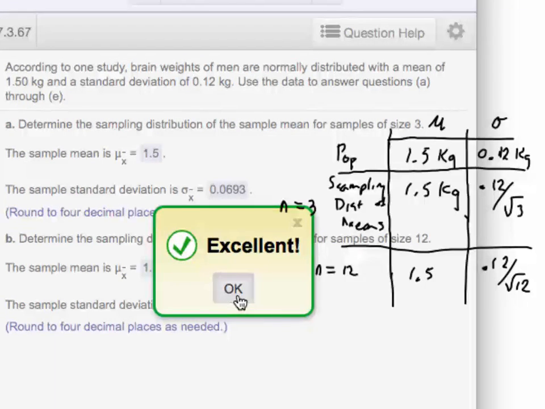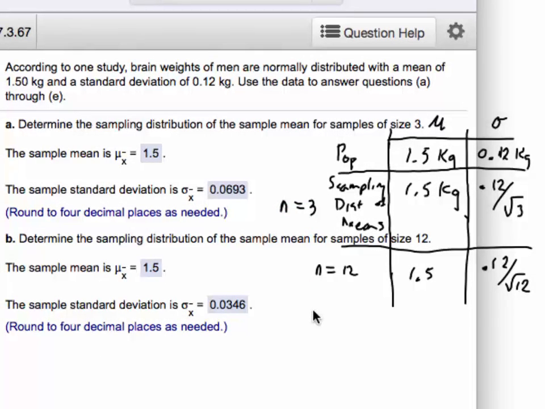0.346. Awesome. Are we good? So we're keeping track of 3 distributions now, right? And every time we make the sample size bigger and we take the mean, those means will be closer and closer to 1.5. So look how small the standard deviation is now for samples of size 12.